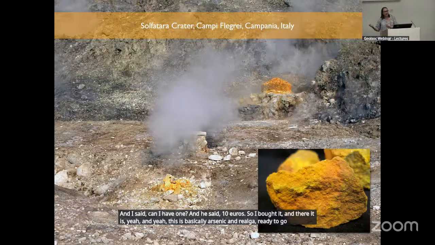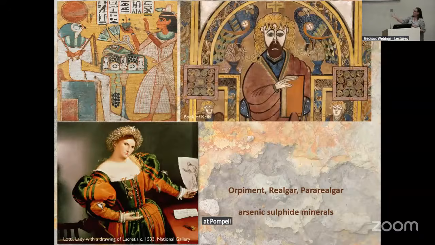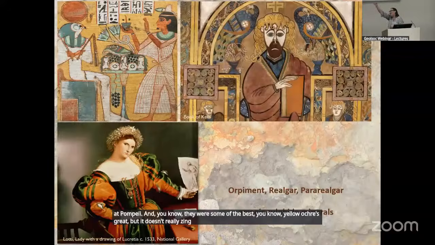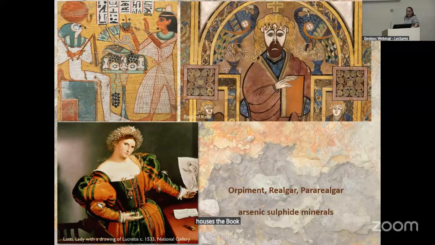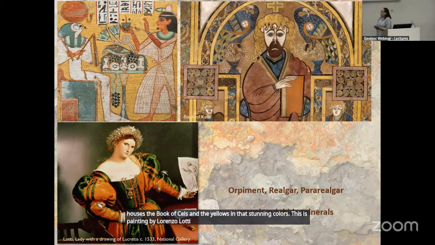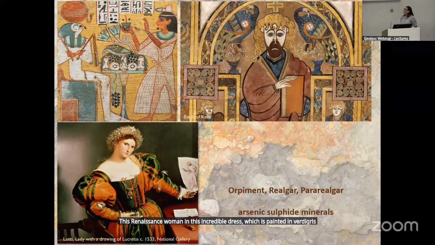And you see these minerals in the wall paintings at Pompeii. They were some of the best yellows; yellow ochre's great, but it doesn't really zing. We see it in Egyptian tomb painting. My former employer, Trinity College Dublin, houses the Book of Kells, and the yellows in that, stunning colours are orpiment. This is a painting by Lorenzo Lotto. This Renaissance woman in this incredible dress, which is painted in verdigris and orange realgar.